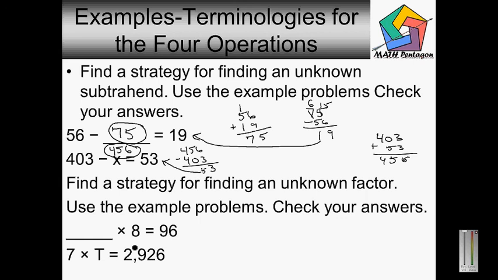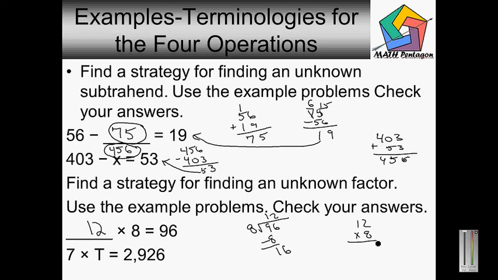Well, we have a blank times 8 equals 96. So, in order to find the other factor, you would have to divide. So we have to divide 96 by 8. So we basically do it like this. 8 goes into 9 one time. 9 minus 8 is 1. Bring down the 6. 8 goes into 16 two times. So we would put 12 here. 12 times 8 equals 96, and we could check that out.